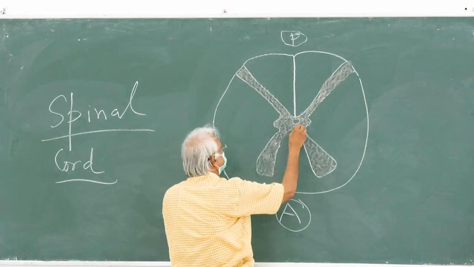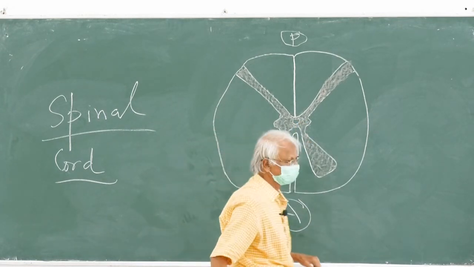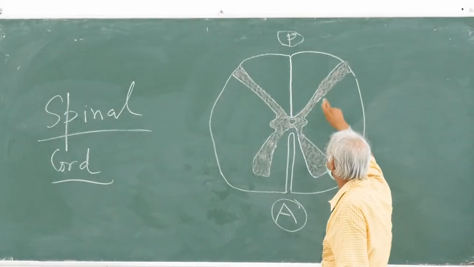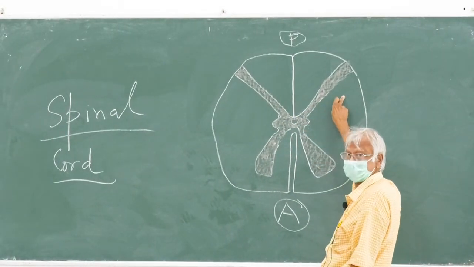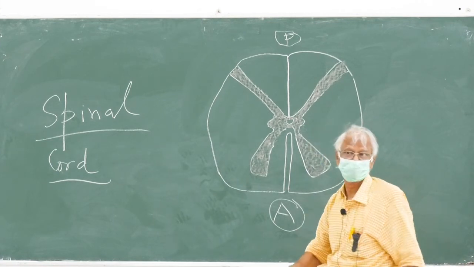This is the central canal. That is the posterior side. This is the posterior horn, anterior horn, the lateral horn.